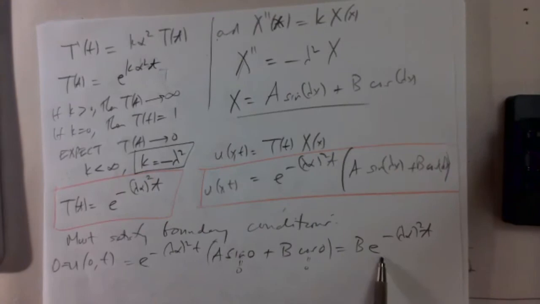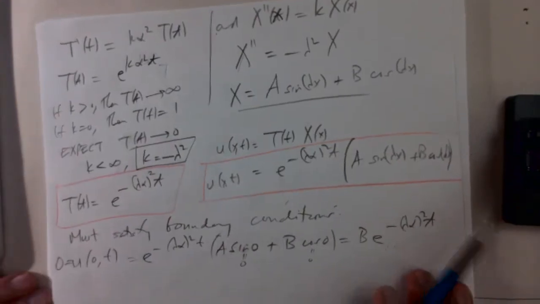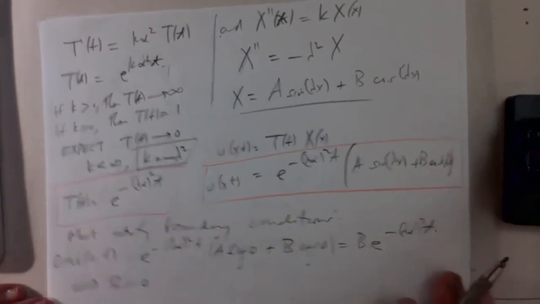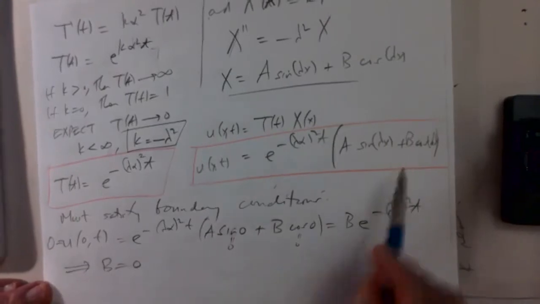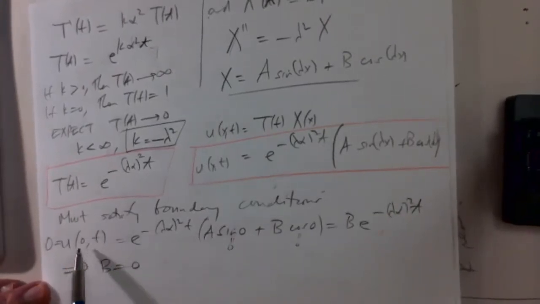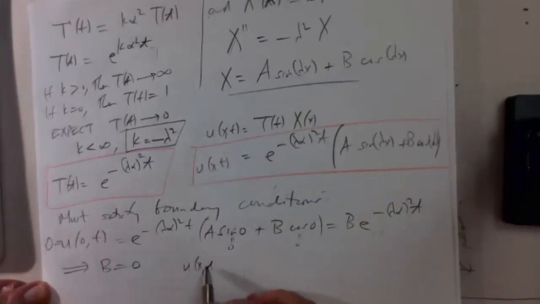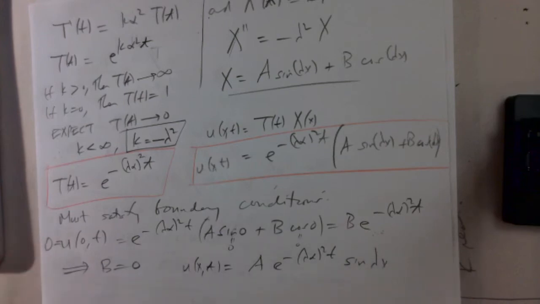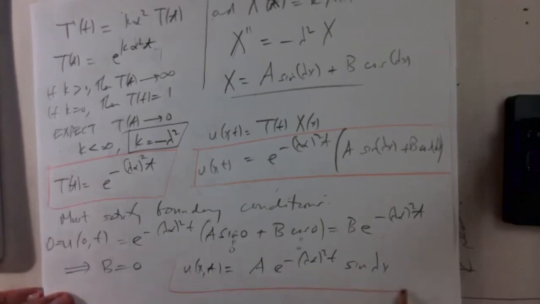So this has to equal 0. Now, an exponential is always positive. So the only way this can be 0 is if b equals 0. So immediately we find that b has to be 0 for any solution that satisfies one of our two boundary conditions. So u of x, t can only be of the form a e to the minus lambda squared alpha squared t sine lambda x.